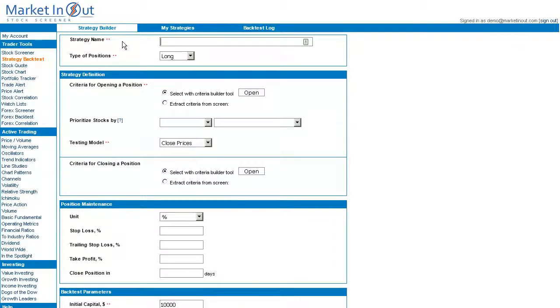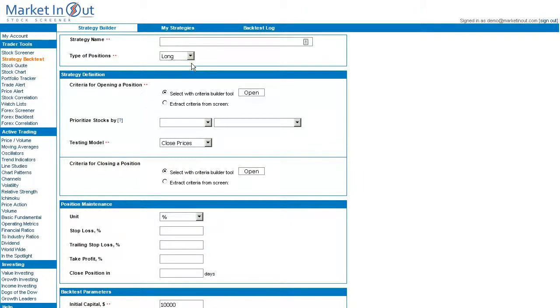In the strategy definition section, we have to specify criteria for opening a trading position. Since we have left the default long value for the type of positions parameter, this criteria will be used to generate buy signals. If we would specify a short value for the type of positions, then the criteria will be used to generate sell signals.